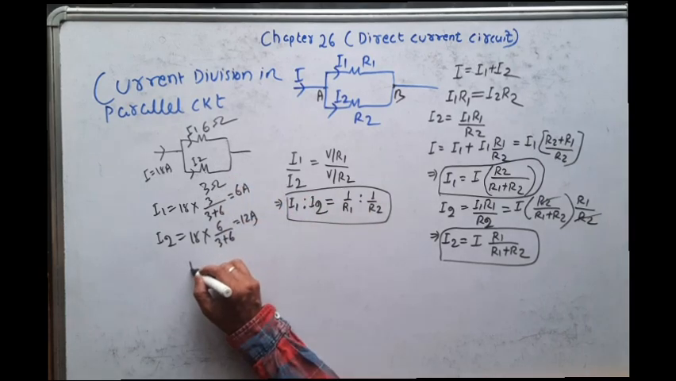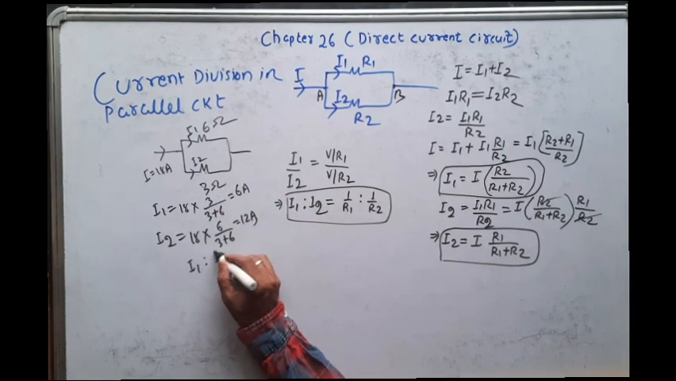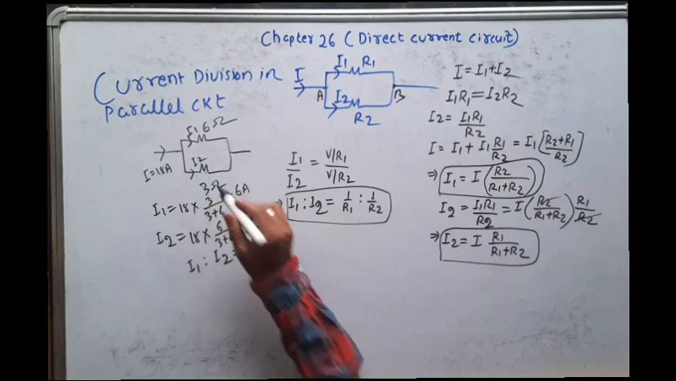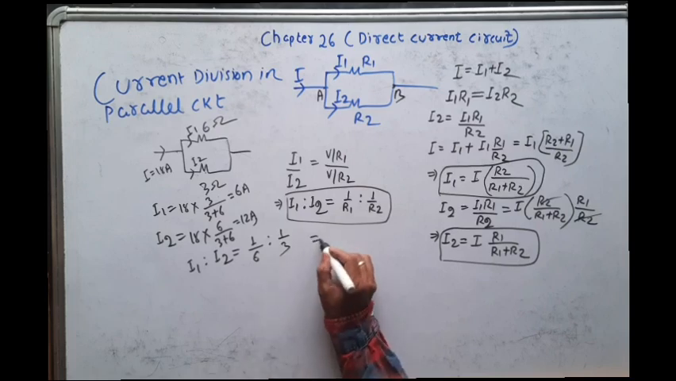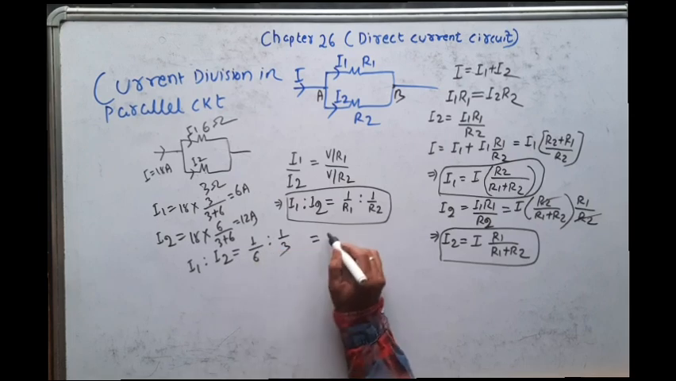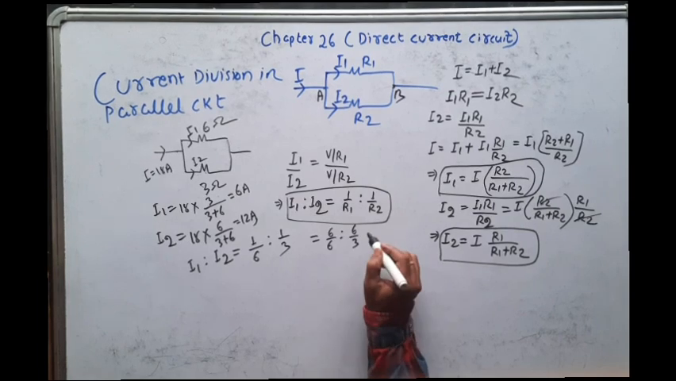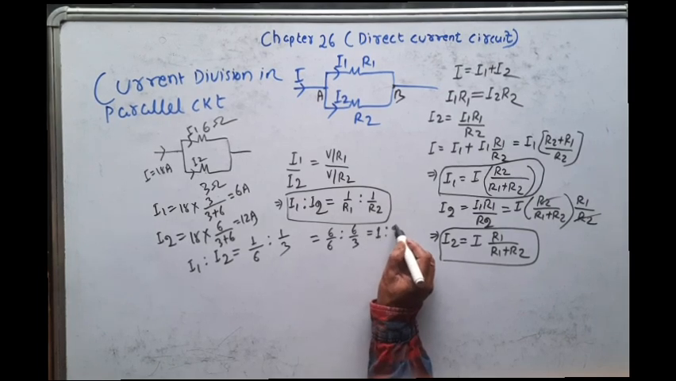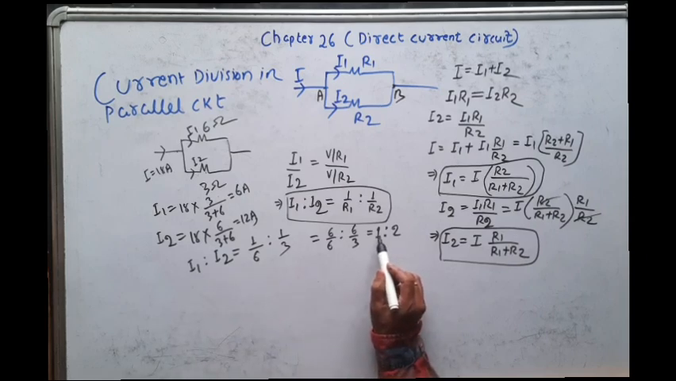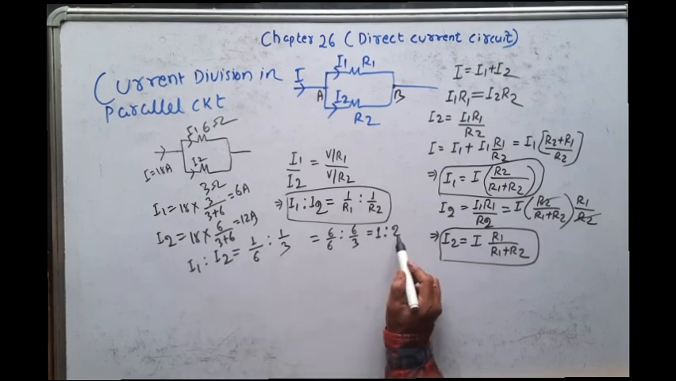So I1 is to I2 is equal to what? 1 by R1, R1 is 6 ohm, is to 1 by R2, R2 is 3 ohm. So just multiply here 6 and 3. You multiply 6 in numerator. So that is 6 by 6 is to 6 by 3. That is equal to 1 is to 2. That means if the current in I1 is X, the current in I2 will be 2X.